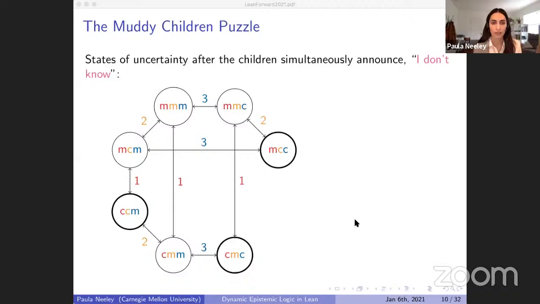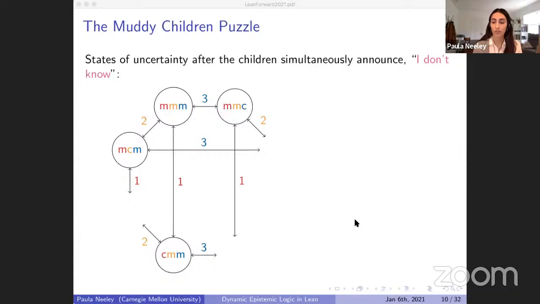Consider MCC, for example, again. If it were the case that only one child was muddy, that child wouldn't have said, "I don't know." They would have been seeing two other clean foreheads, so they would have known that they were the muddy one. But because this didn't happen, we can't be at one of these states. So these states disappear. And as a result, the uncertainty involving these states must also disappear for the children.